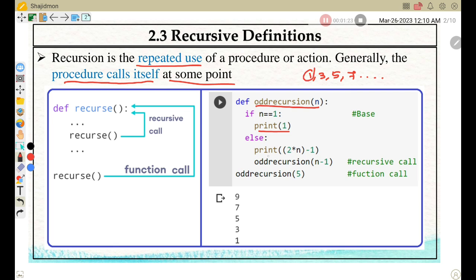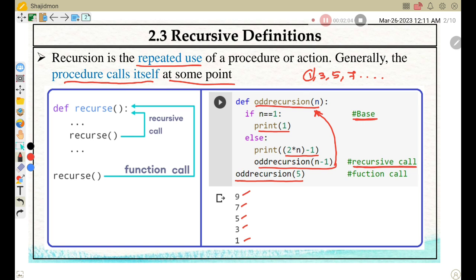Now else, what are we printing? 2n minus 1. After that, odd recursion n minus 1. That means we are using the same code here, the smaller version: odd recursion of n, odd recursion of n minus 1. This process will repeat. For example, if it asks odd recursion 5, meaning the first 5 odd numbers, this code will run and you will get the first 5 odd numbers: 1, 3, 5, 7 and 9, correct? So here one recursive call is there, a repeated call. The process is repeating, correct?